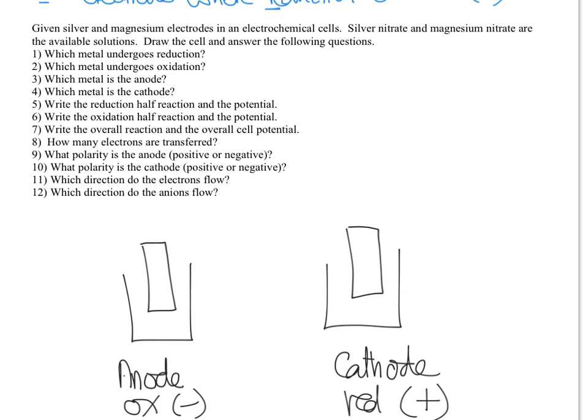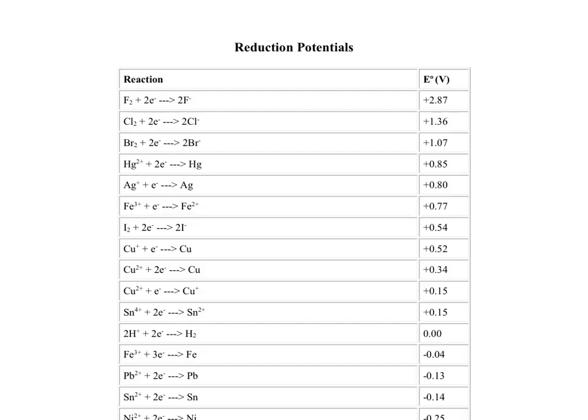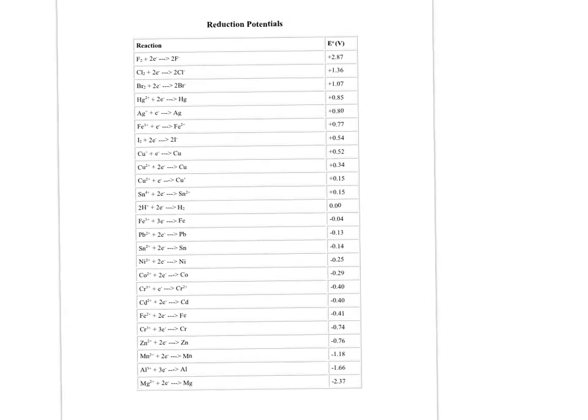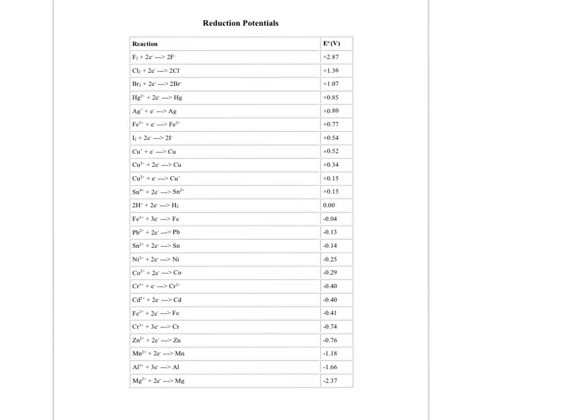So in order to know that, you need to look at something called reduction potentials. So that's on the next page in your packet here. These are called reduction potentials. And the word reduction means gaining of electrons. Remember, Leo goes Ger. The word potential, like if you have high potential for something, that means you are likely to do it or you have the ability to do it. So reduction potential is the likelihood or the ability to be reduced to gain electrons.